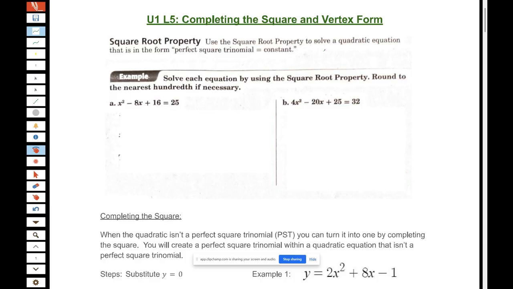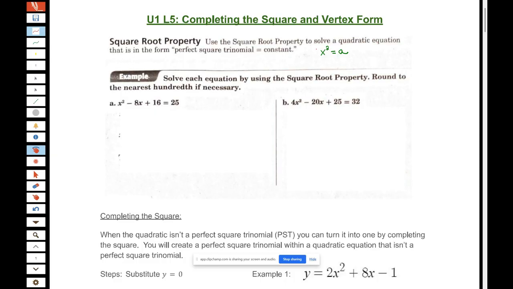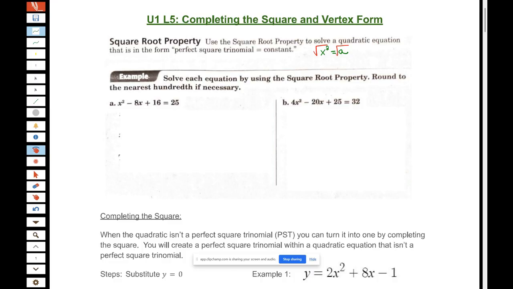So let's remember that if you're solving an equation of the form x squared equals some number, I'll call it a here, what we're going to want to do, obviously, is to square root both sides in order to solve that equation. So I'm going to square root the left side and square root the right side. Now in class, we discussed that the square root of x squared has to be the absolute value of x.